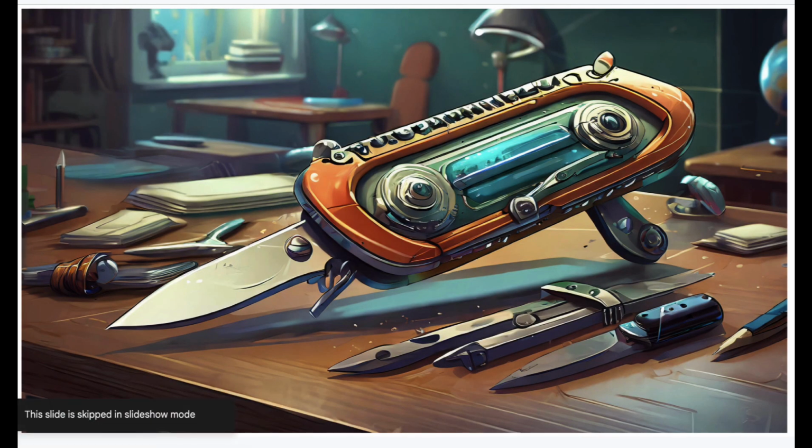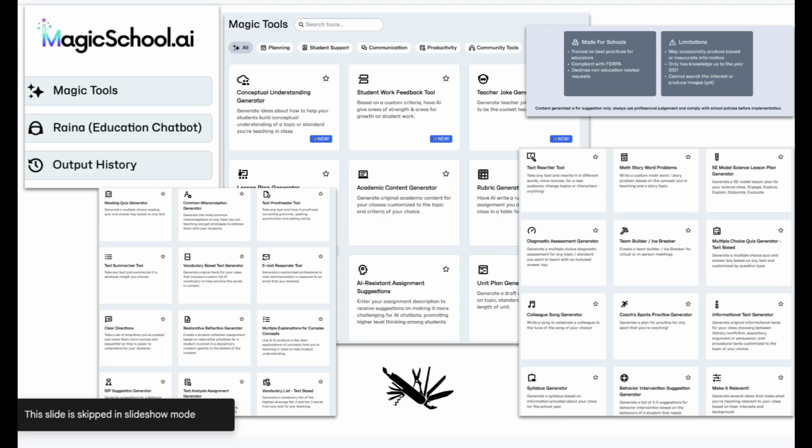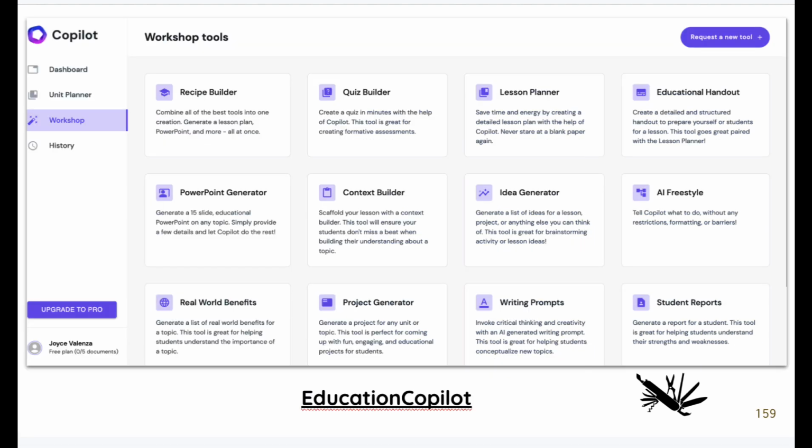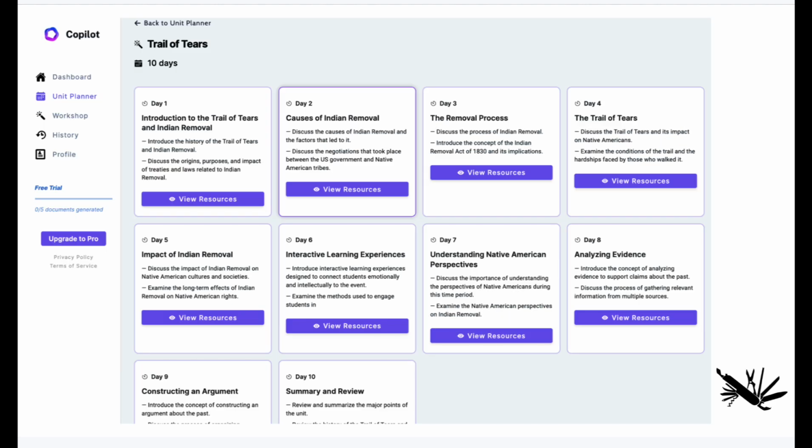There are a number of, I call them magic Swiss Army knife tools for learning and teaching. Among them are Magic School AI. These allow you to do loads of different things within. This is Educational Copilot. Education Copilot, you can see I can build quizzes and lessons, and I just generate ideas and ideas for student projects and reports. And this is my example of creating a whole unit on the Trail of Tears just using Copilot. I would never use this straight out of the box, but it is a great starting point for a 10-day unit.